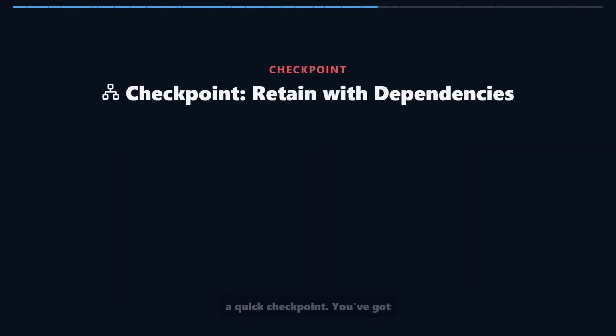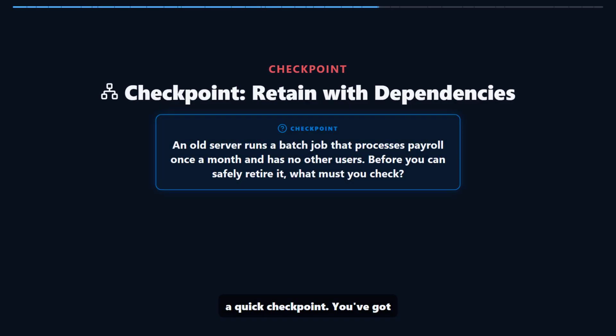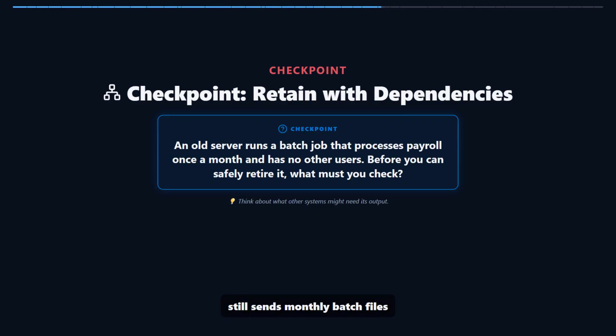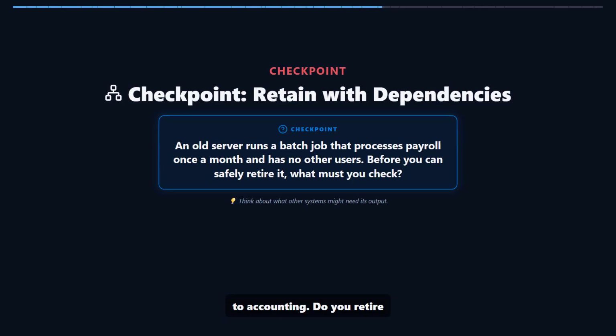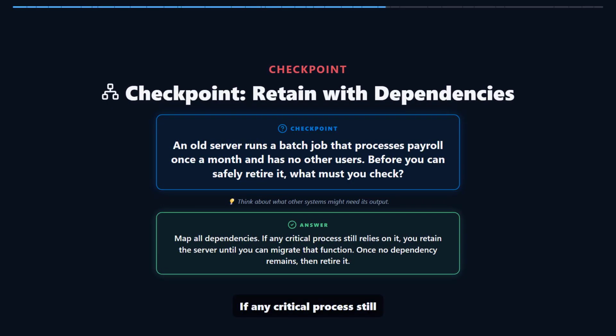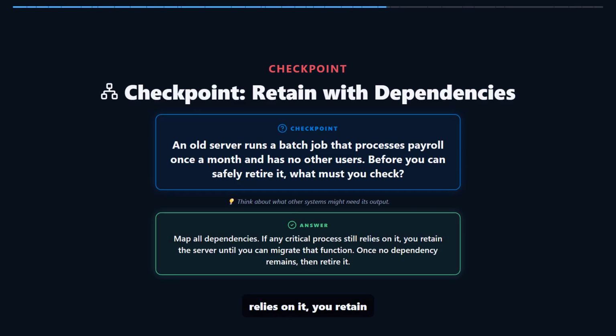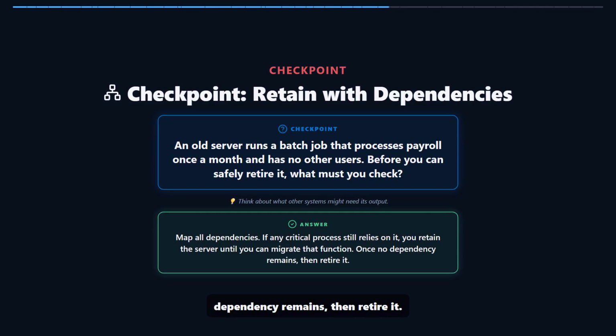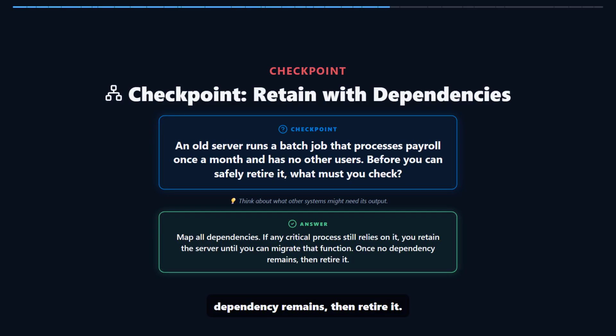Let's lock that in with a quick checkpoint. You've got a legacy server on the factory floor that no one directly logs into, but it still sends monthly batch files to accounting. Do you retire it or retain it? Pause and think. Map all dependencies. If any critical process still relies on it, you retain the server until you can migrate that function. Once no dependency remains, then retire it.